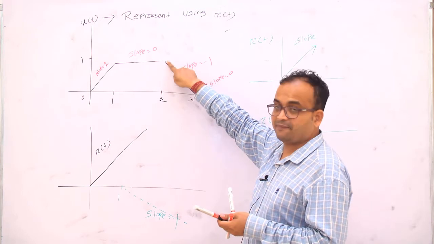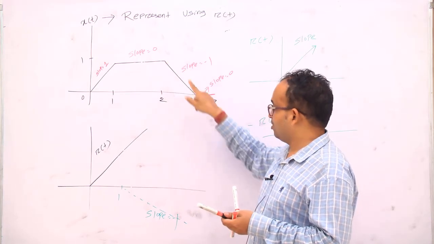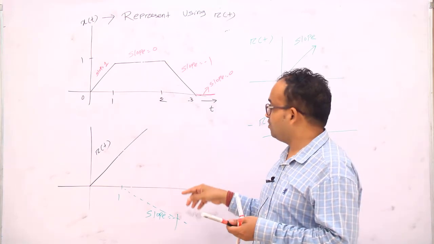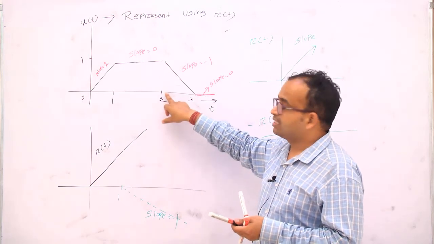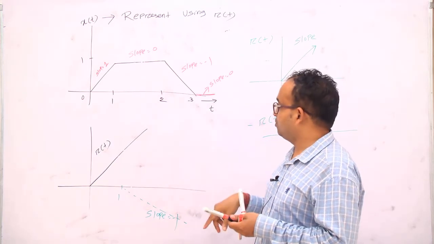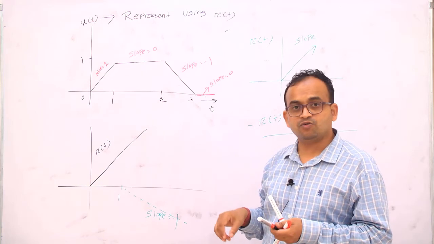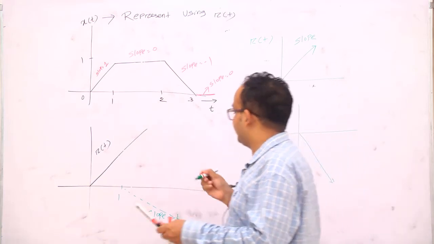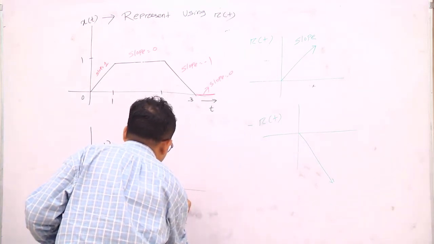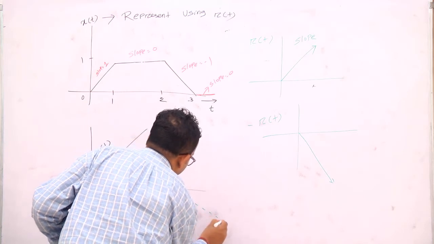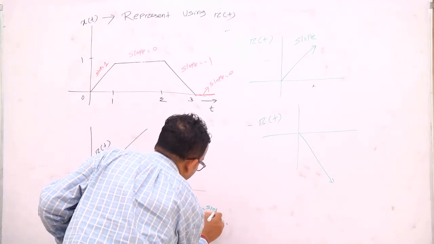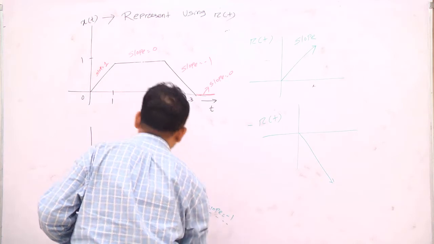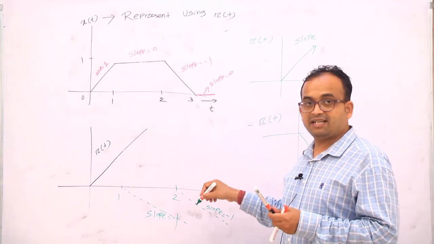Again at 2, what happens? Again at 2, the slope will be minus 1. So up to 2, the slope is 0. Again at 2, the slope will be minus 1. So how can you make the slope minus 1 at 2? Again you have to add another signal having slope equal to minus 1. See what I am drawing.